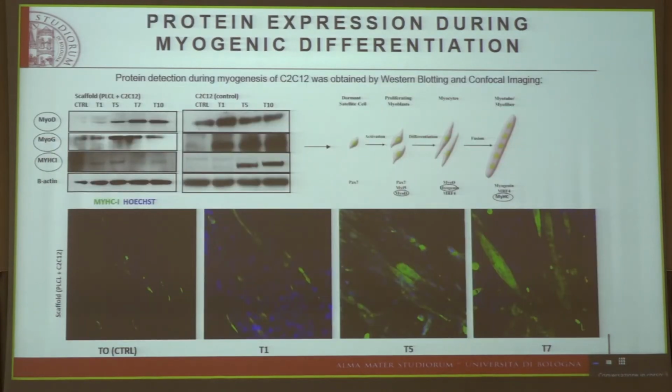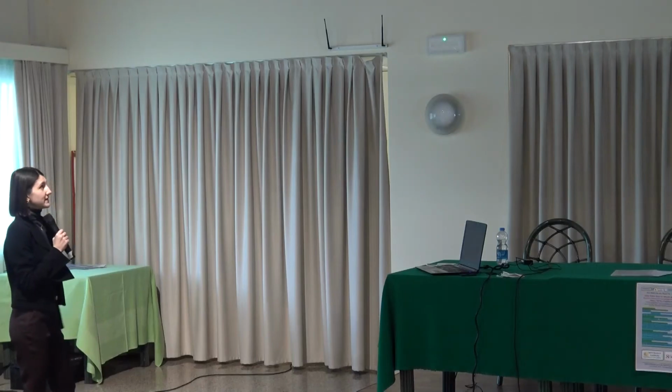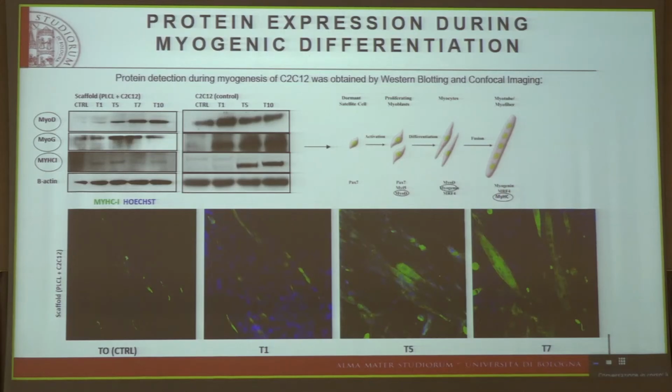And so we also analyzed the protein expression during the myogenesis of the C2C12 either on our scaffold or on our control. Again, we look at different markers throughout the myogenesis process. We have an early marker, MyoD, and as the Western blotting analysis showed, we have a difference in the expression of MyoD. It seems to be expressed later on our scaffold compared to control. This is, of course, given by the presence of a scaffold that has an influence on the cell behavior.